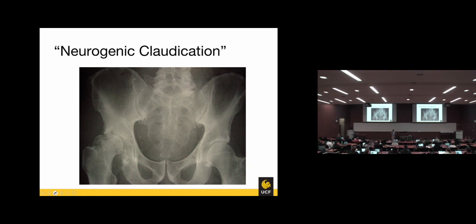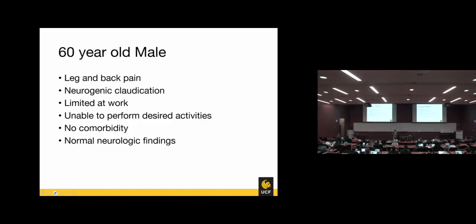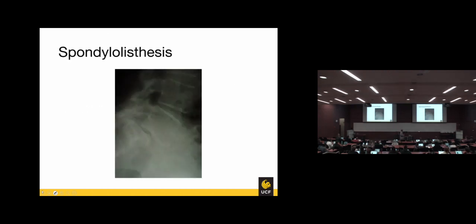Any idea what could cause the femoral head to get weak? Avascular necrosis. He had a profound history of alcohol use and abuse. Okay. When I examined him, he was very coxalgic on the right, so he was very antalgic on the right and protecting his hip. And so we did his hip replacement. He did fine. So next case is a 60-year-old male, back and leg pain, neurogenic claudication, can't do his work, can't do his desired activities. He's basically completely healthy and had normal neurologic findings. Here is his X-ray. What do you see here?